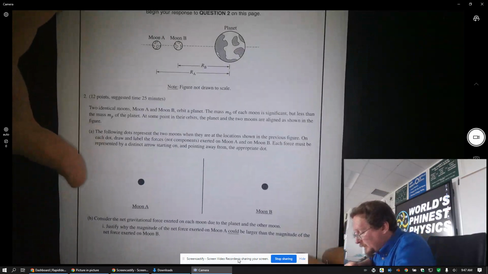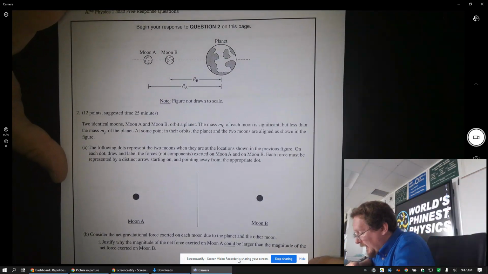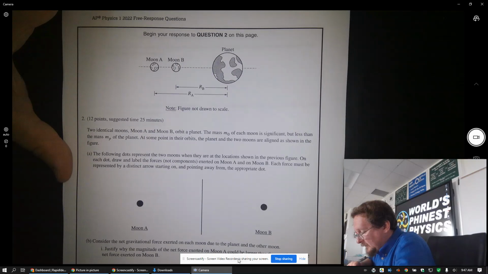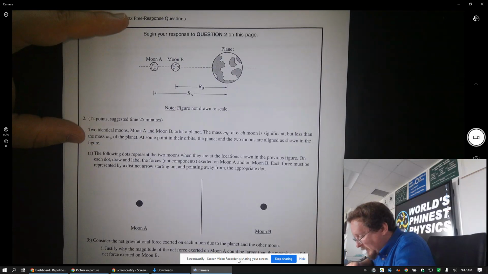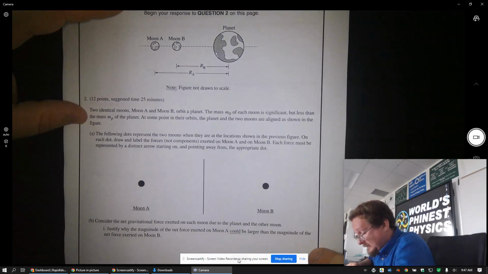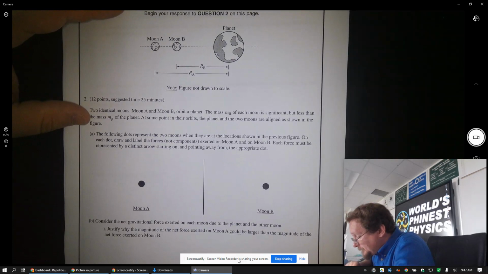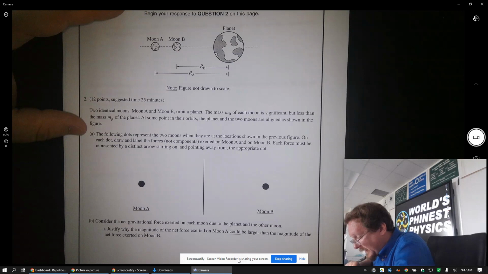Okay, finally, we're on number 2. All right, so we've got a planet and 2 moons. Moon A and Moon B, they're identical. It's convenient. The mass m0 of each moon is significant, but less than the mass mp of the planet. At some point in their orbits, the planet and the 2 moons are aligned as shown in the figure.